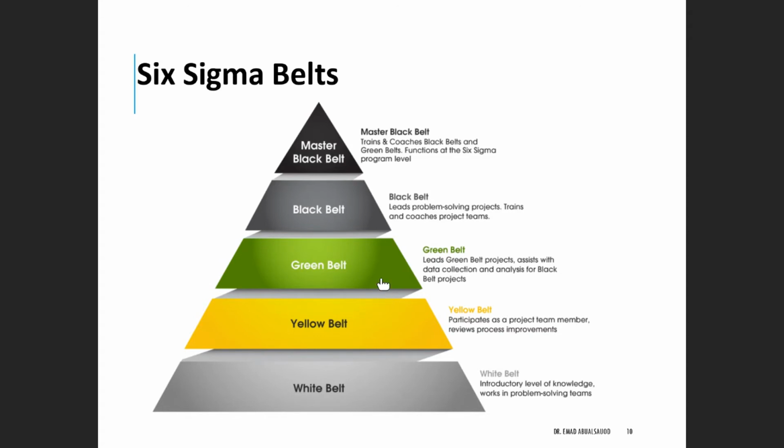The green belt. They lead projects, assist with data collection, and analyze for black belt projects. So they lead green belt projects, and the green belt is different from the yellow belt in terms of participation and in terms of leading. As you can see, what I would like to emphasize is the word leading. It becomes more and more so in the coming levels.